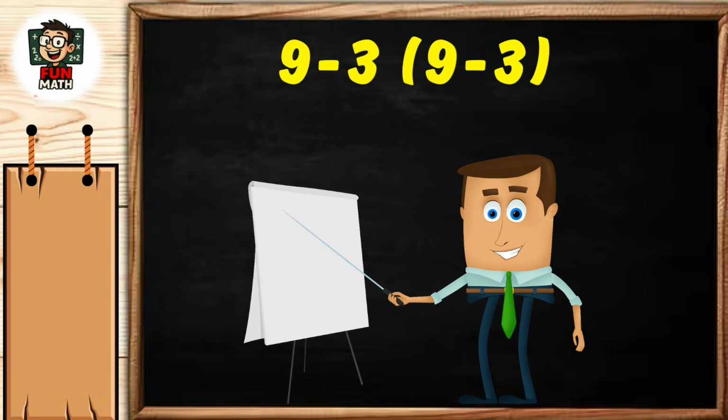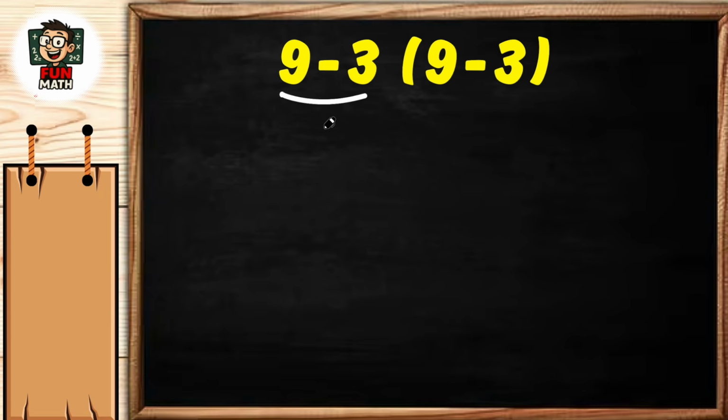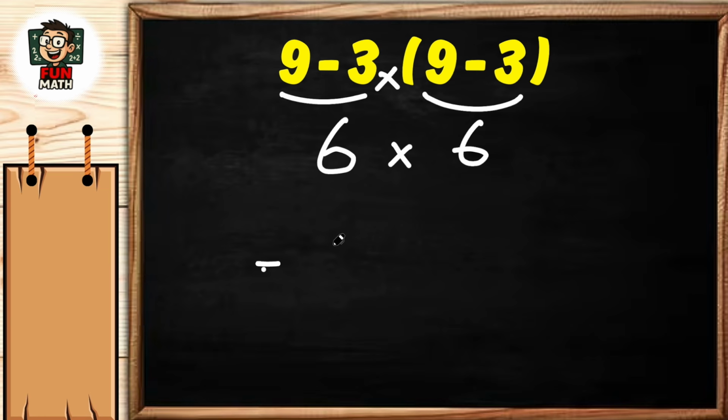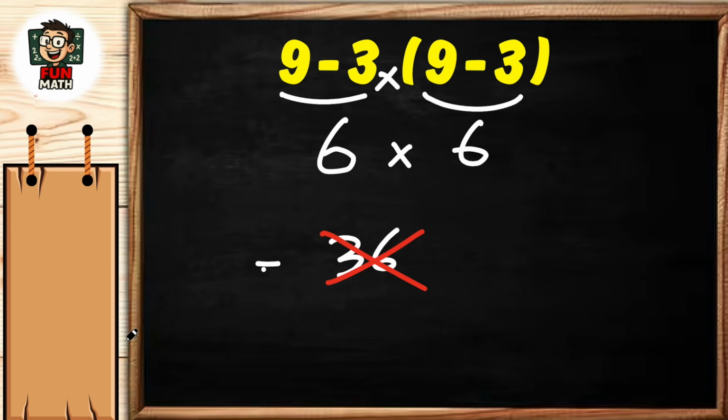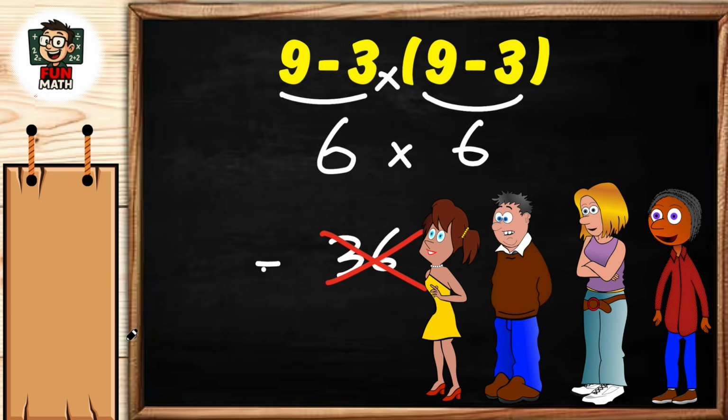Let's take a quick look at our question. 9 minus 3 equals 6. There is hidden multiplication. 6 times 6 equals 36. If you solve it this way, you made a mistake, because we didn't pay attention to order of operations.